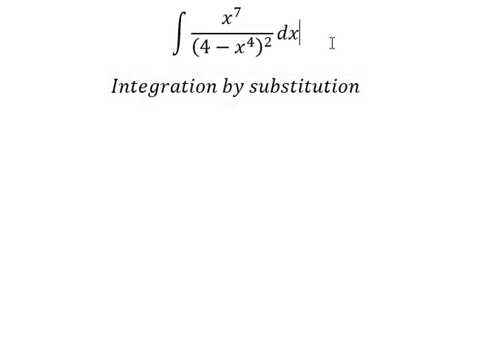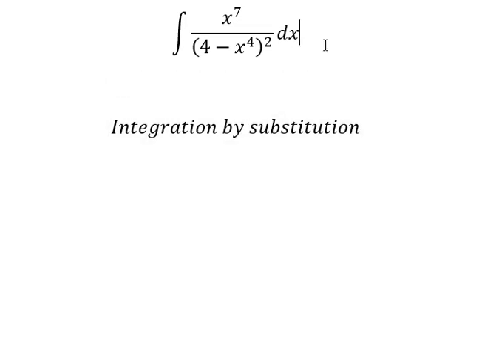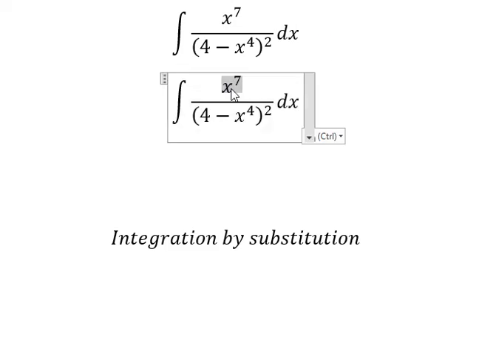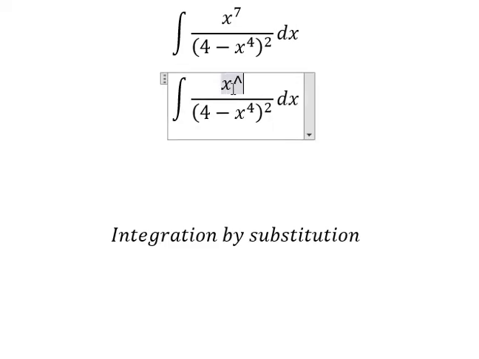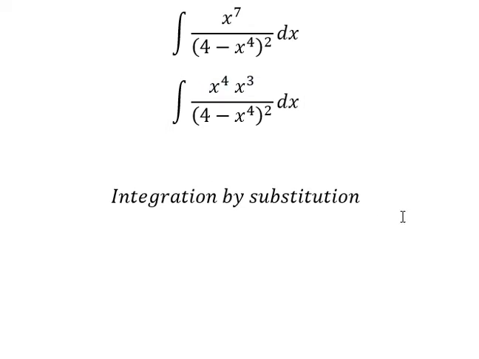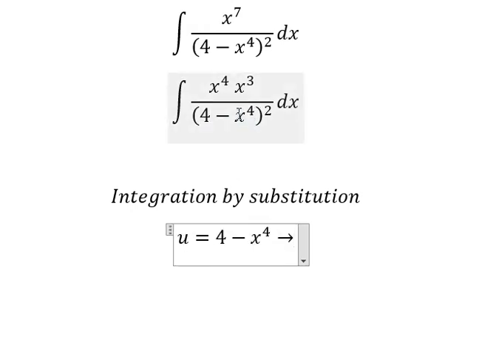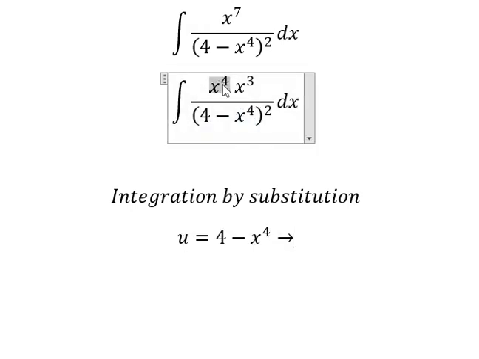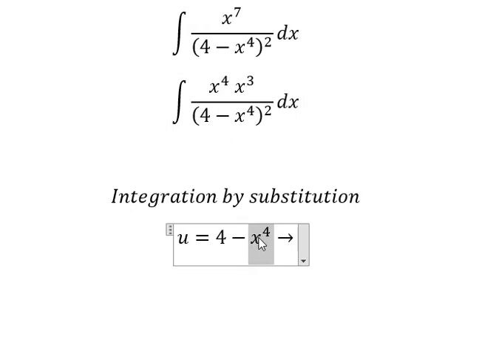Before we do this one, we see that s to the power of 7 is s to the power of 4 and s to the power of 3. So we need to use u equals to this one, because we still have s to the power of 4. So I need to put this one to the left and u on the right.